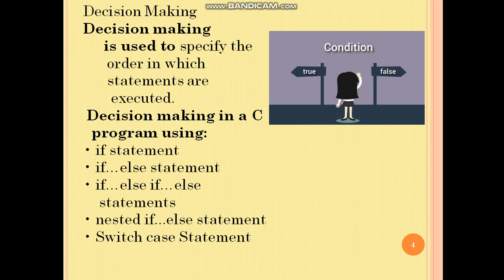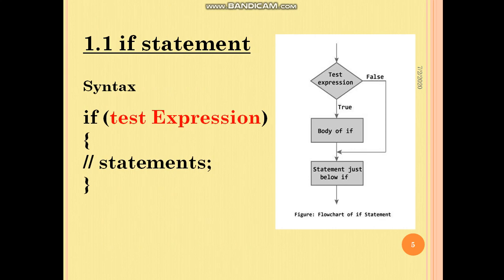Decision making in a C program is done by using if statement, if else statement, nested if else statement, switch or case statement. Now we will see here the structure, the flow charts and examples of these statements. Let's see. First one is if statement.